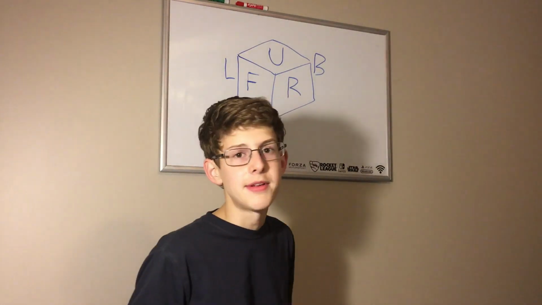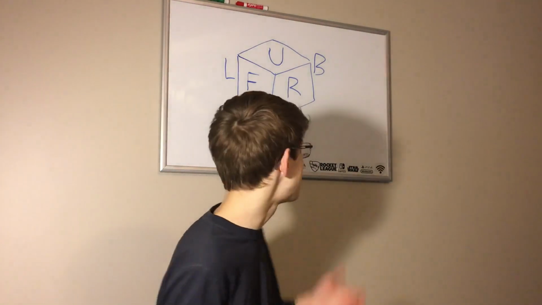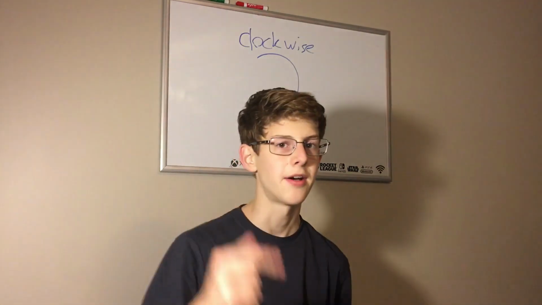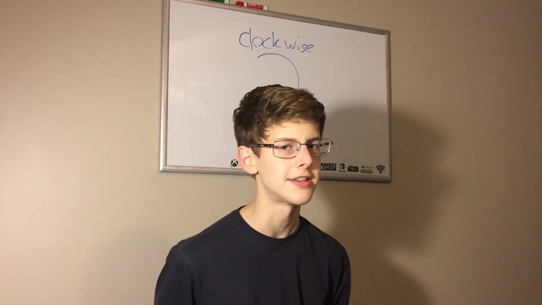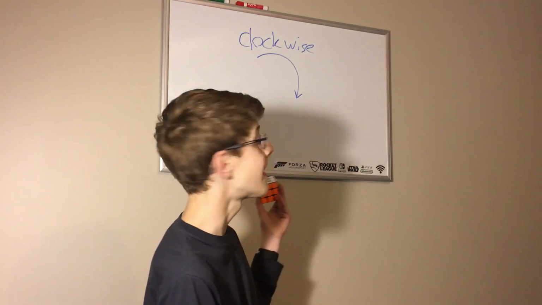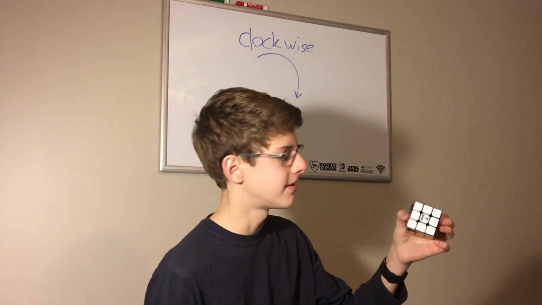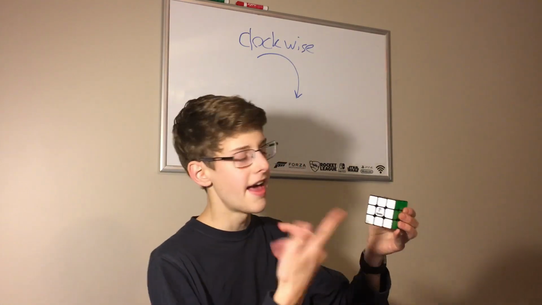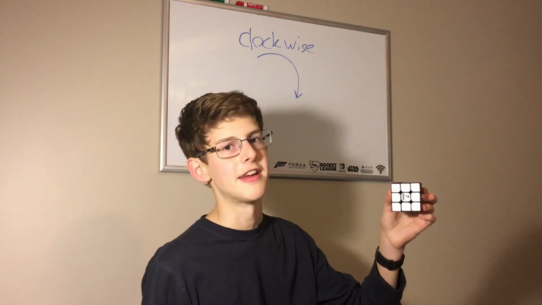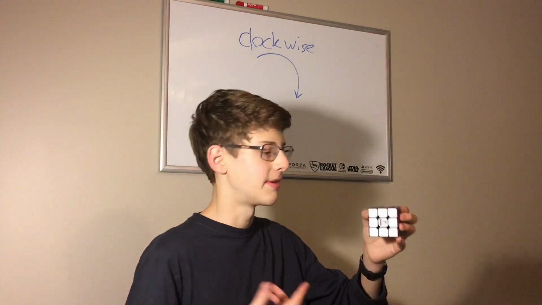Now, here are some common symbols in notation that might be different from just these 6 letters. Whenever you see a letter on its own, that means you're supposed to turn that face clockwise, which would be to the right. For example, if I had the letter F, that would mean just turn the front face once clockwise, and that's it. That's as simple as it gets.